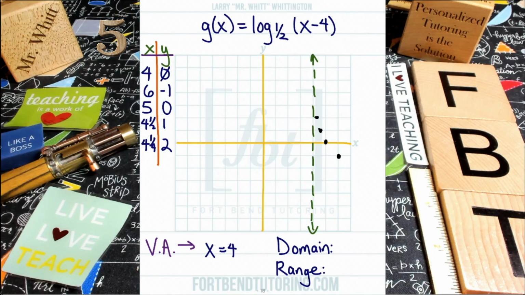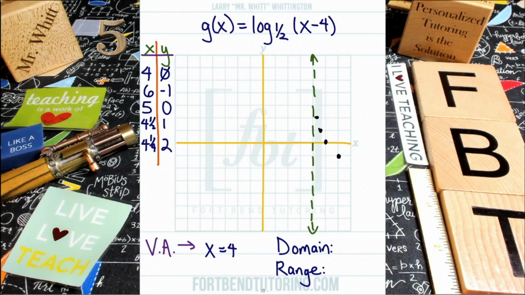Guys, I'm really interested for you to tell me which method that you prefer, whether you prefer just going straight at it with the XY chart, or if you prefer the transformation map when we compare the parent function to the new function using those transformations. Which method spoke to you clearer?